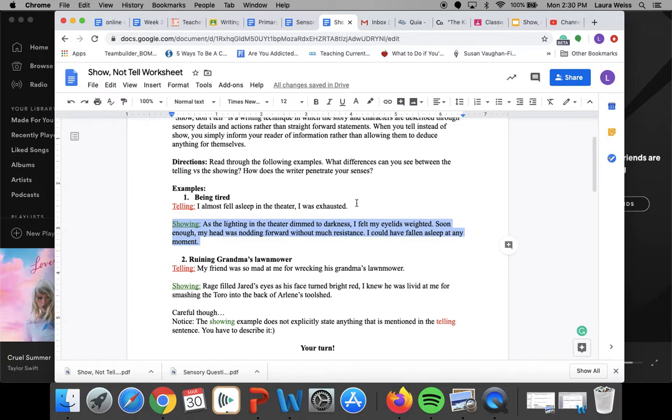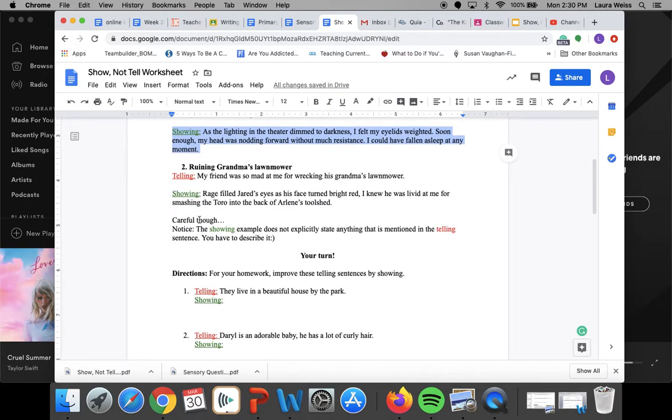You're not just telling them, "Oh, I was exhausted." You're not explicitly telling them this. You don't have to. You don't have to explicitly say something and spell it out for them. Instead, you can show them and they can figure it out for themselves, okay? You can read this sentence, you can tell, "Oh man, the writer is really tired. They're exhausted just from reading that." Okay? You're bringing it to life though.